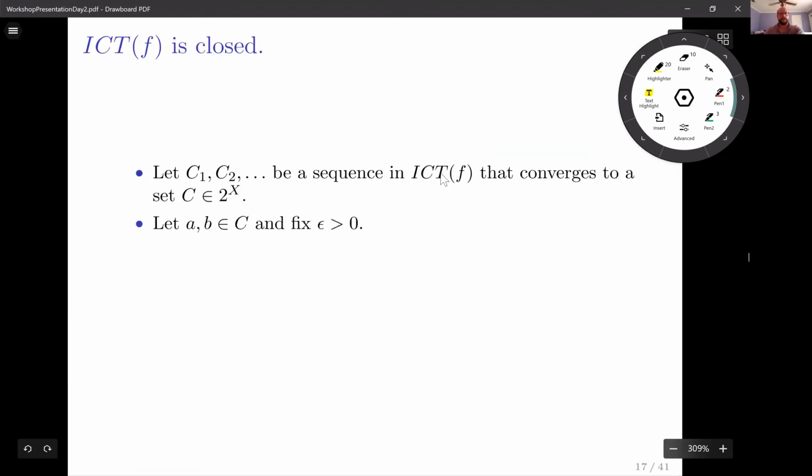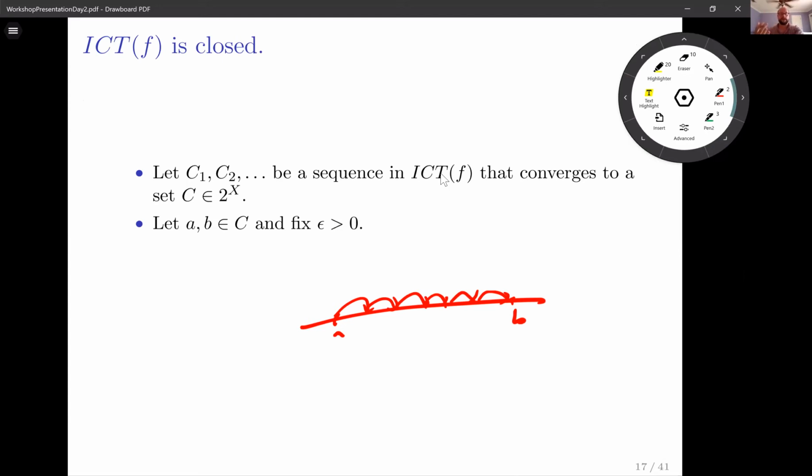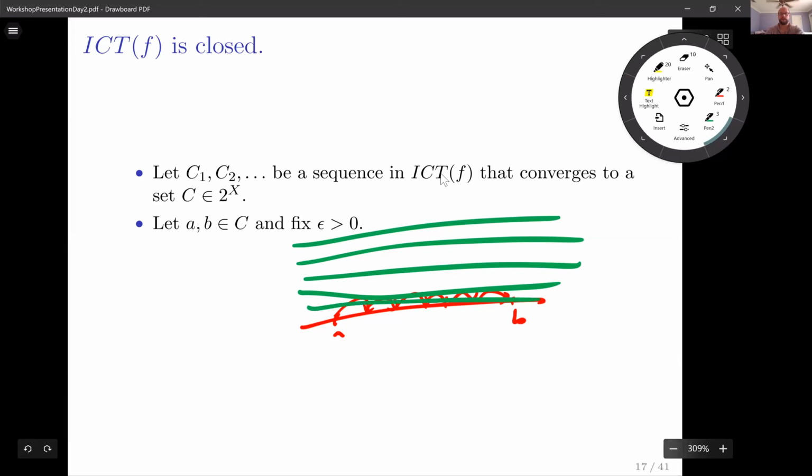In order to prove that something's ICT, we need to take 2 points in that set, fix an epsilon greater than 0, and we need to build a chain from the one to the other. So if this is C, here's A, here's B, and I'd like to be able to get from there to there with a chain with small gaps in it. We're going to use the same sort of techniques that I alluded to earlier when we proved that an omega limit set was ICT, because we're going to take those limiting things, which are ICT, find one that's close enough, and take the chain there and push it onto C.